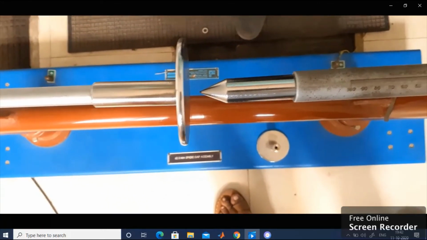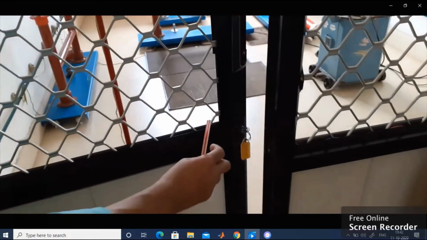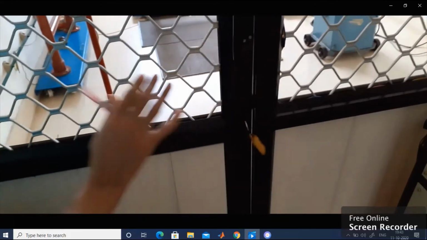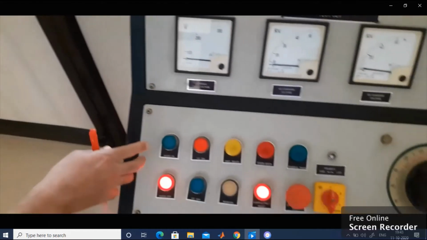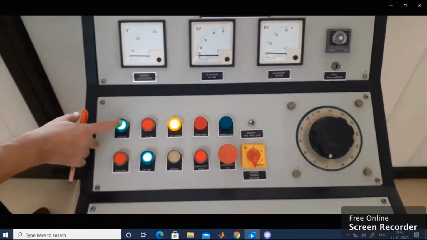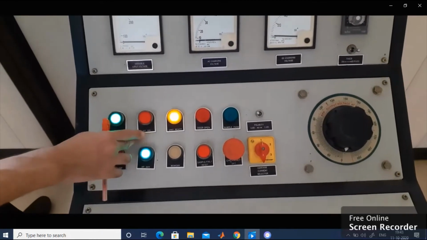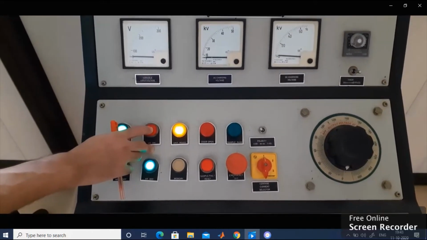Now let us come out of the room. We can apply high voltage. You have to close and lock the door. Now the kit is ready to apply high voltage. First and foremost, you have to turn on the mains. Afterwards, you have to click on ST so that LV AC will be converted to HV AC with the help of the high voltage transformer.